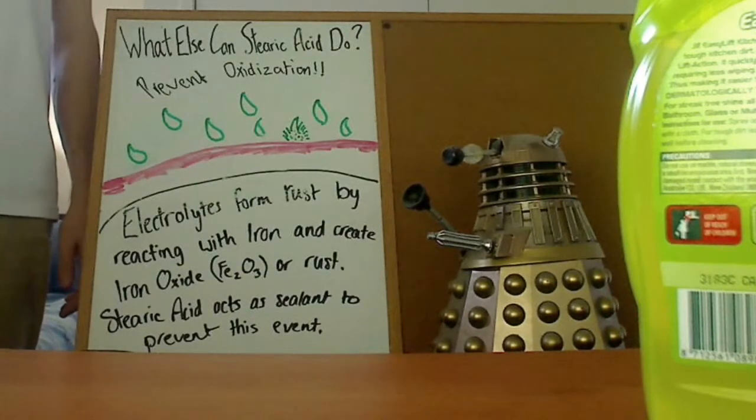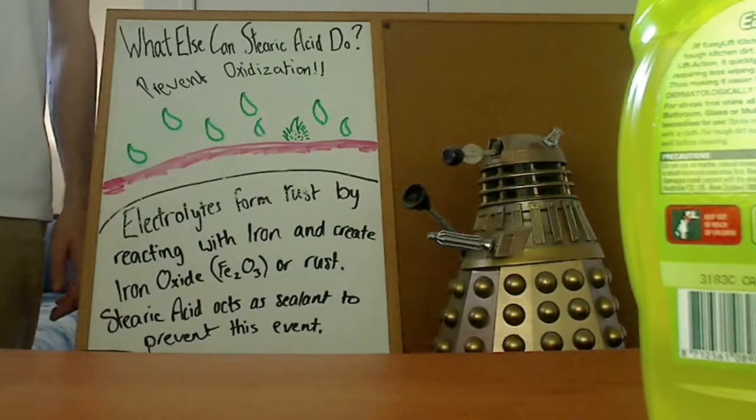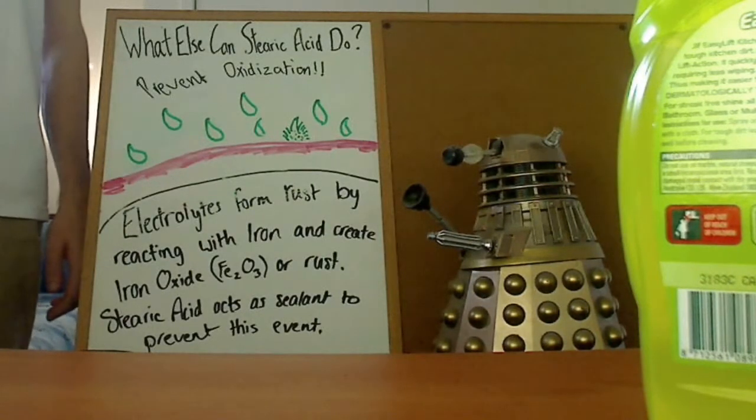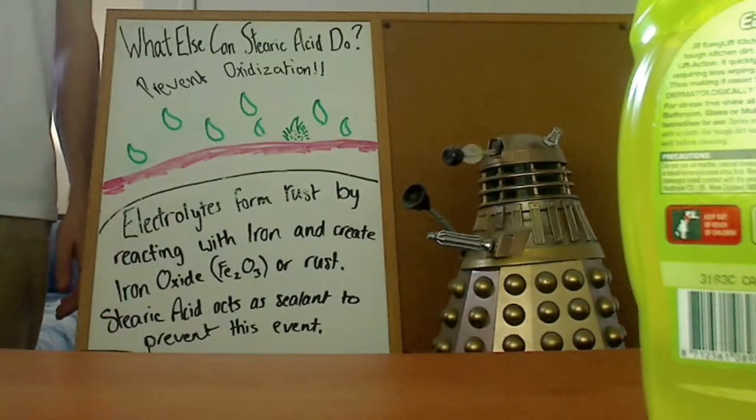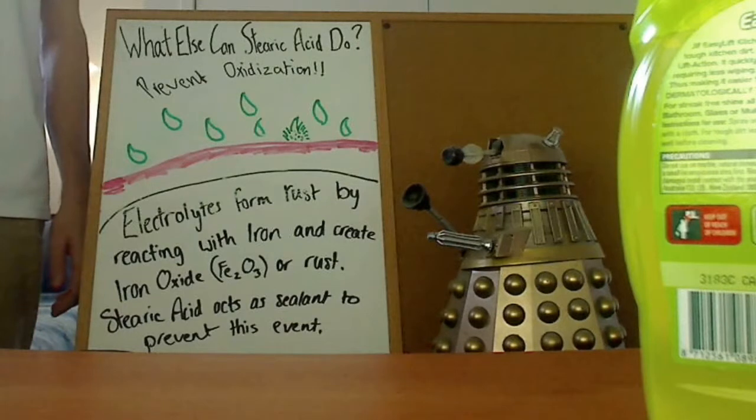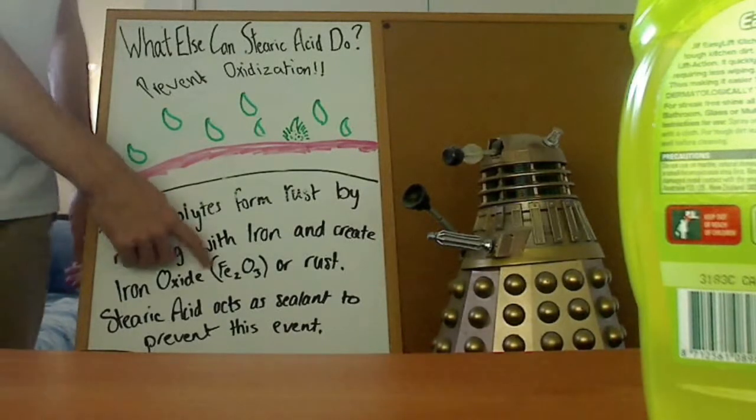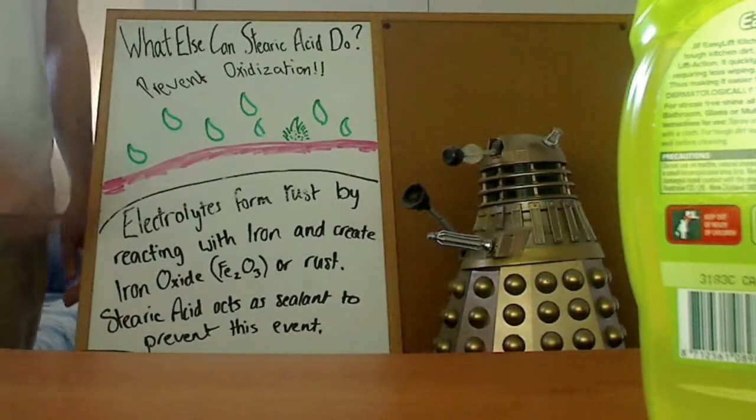When oxygen hits an iron object in any form, may it be water or air, it takes the electrons from it and becomes an electrolyte. Upon doing this, the oxygen then begins to react with the iron, making a completely different substance called iron oxide, or Fe2O3, which is more commonly known as rust.